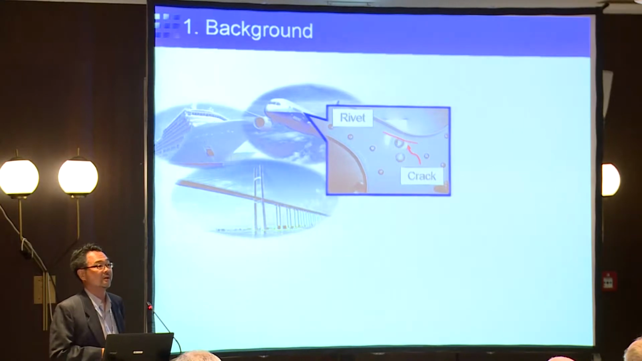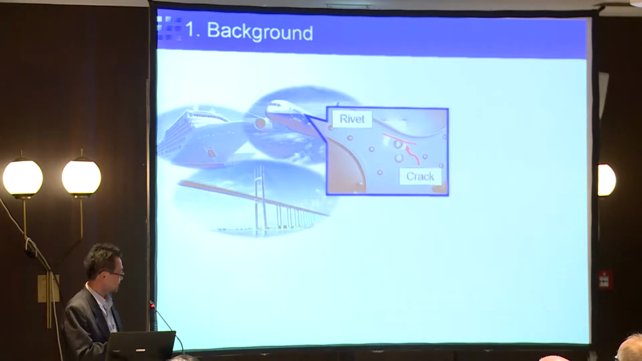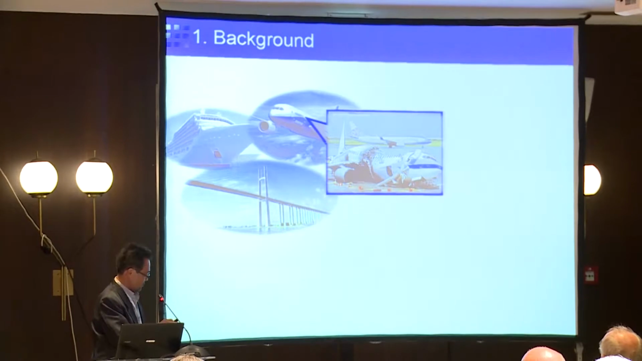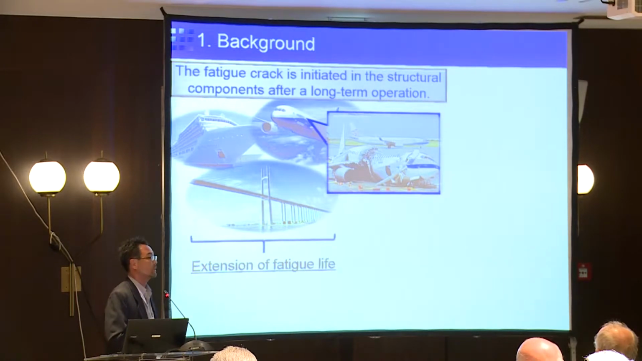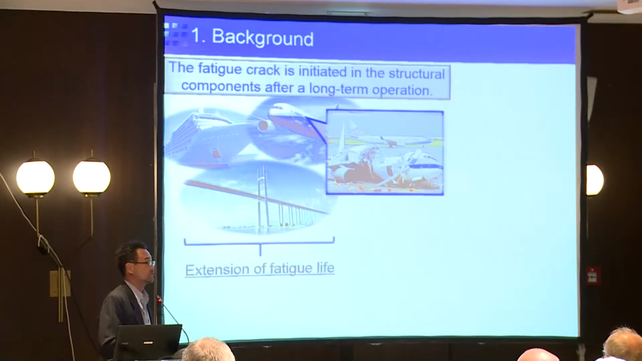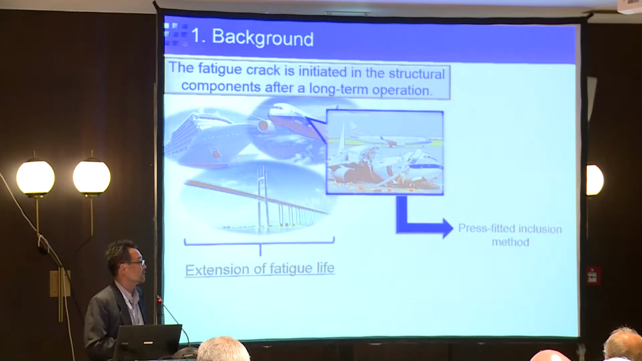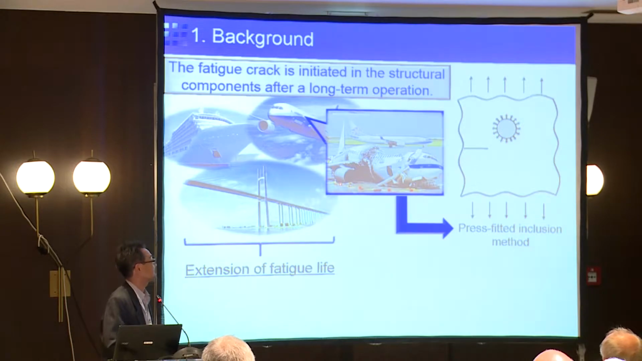The fatigue crack is often initiated in structural components for long-term operation, as shown here. Sometimes, in the worst scenario, catastrophic damage occurs in structural components. In order to extend the lifetime of the structural components, we need to repair the damage. There is a press-fitted inclusion method, which is one of the repairing techniques. This technique is based upon crack propagation deflection by inserting the inclusion into the circular hole.